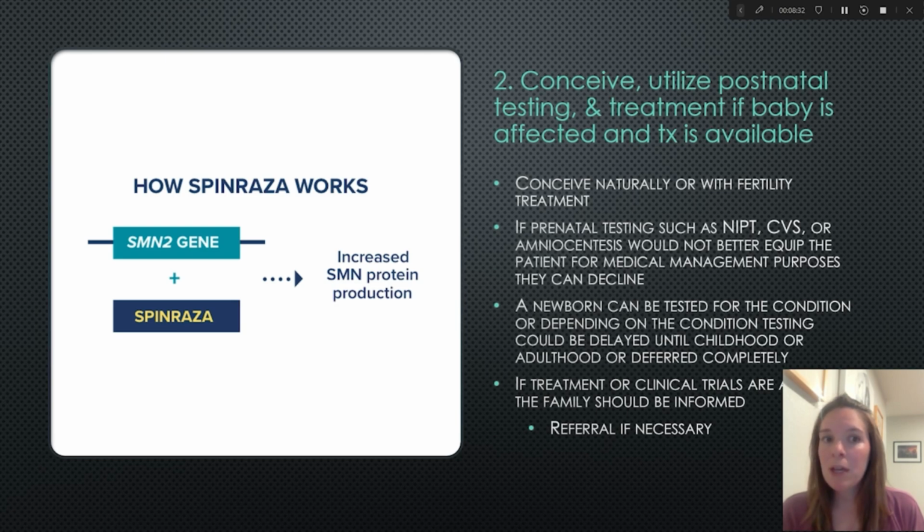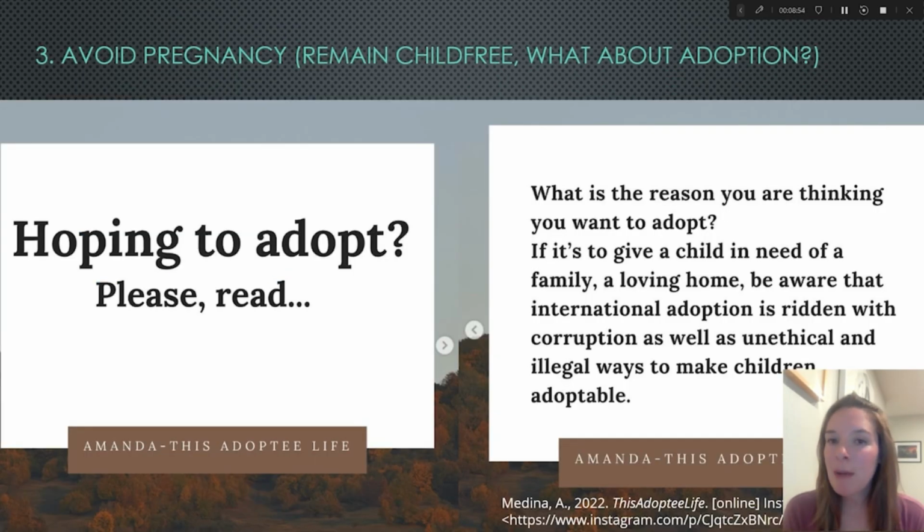There are many people who will be comfortable, depending on the condition and their worldview, conceiving a child with some of these diseases. The next possibility is to avoid pregnancy. So a couple or a patient may decide to remain child-free or childless, or if they already have a child or children, to stop building or adding to their family despite their desire to, or they may consider adding to their family through adoption. You might think there's not much to add regarding this option, that it's pretty straightforward, just don't conceive, either remain child-free, stop building your family, or adopt.